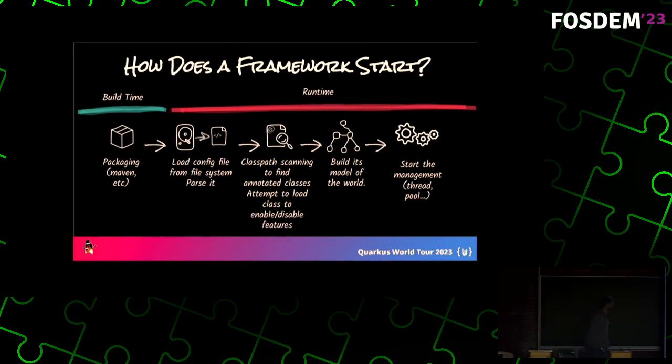So how does that work? A traditional Java application, basically build time is when you do your packaging, and then as it starts up, it loads config files and then does class path scanning and builds its model of the world and everything. But this is when it starts up. So if you think of containers again, that means that this all happens when the container starts up. And that takes a while.